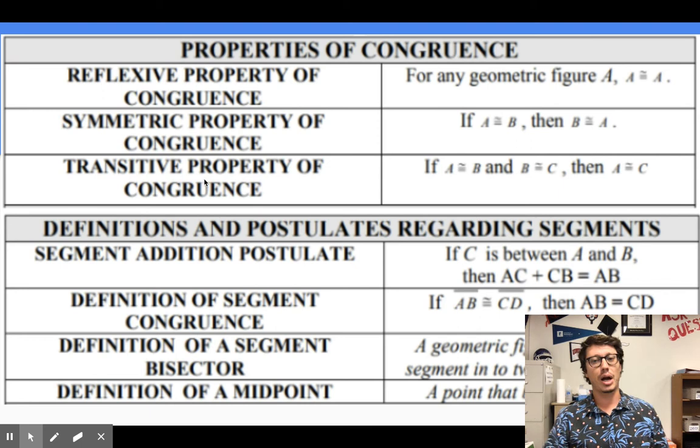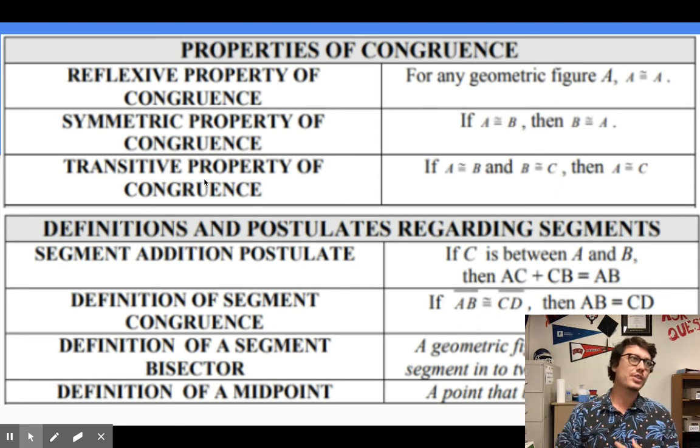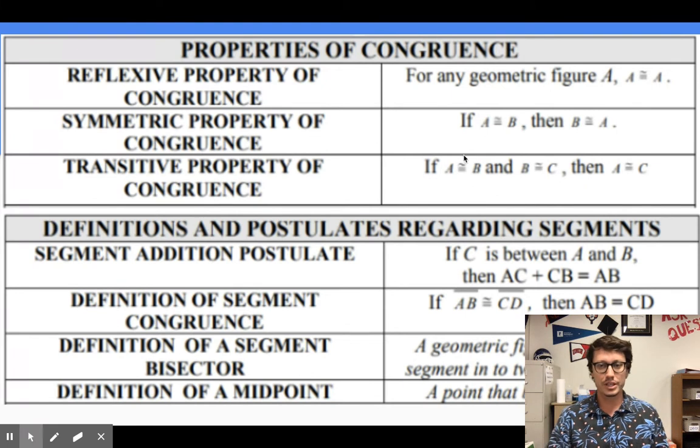Okay, the transitive property of congruence. This is not just the property of congruence. This is just a general math property. If A is congruent to B and B is congruent to C, then A is also congruent to C.